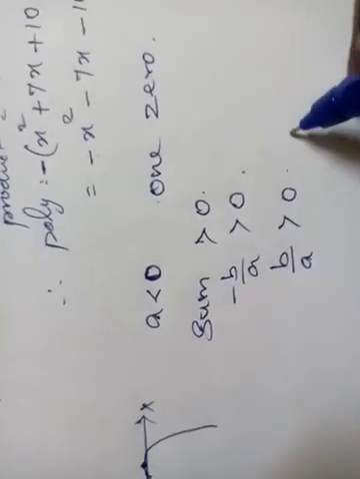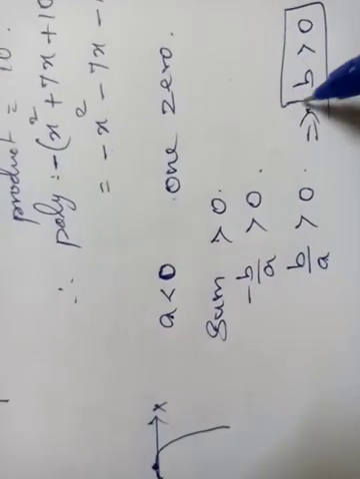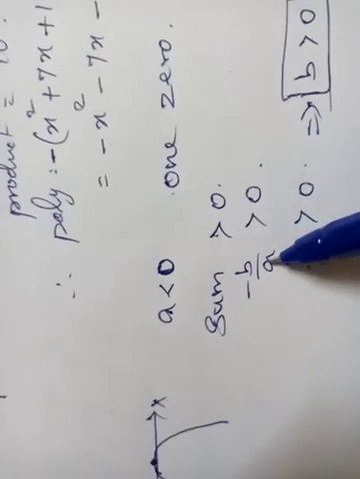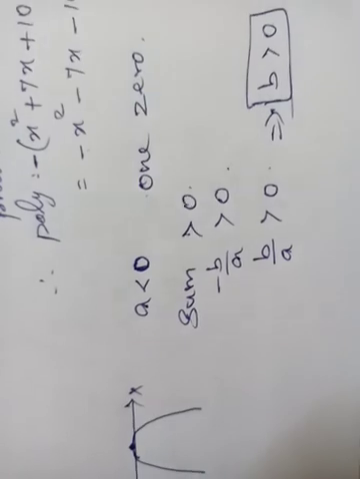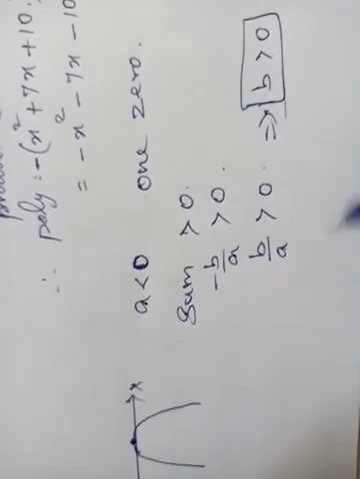So from this what can we say? b is also positive, greater than 0. See here, minus b by a is greater than 0. This a is negative, this negative cancelled. So b is greater than 0. That's all. b by a is greater than 0, so definitely b must be greater than 0.